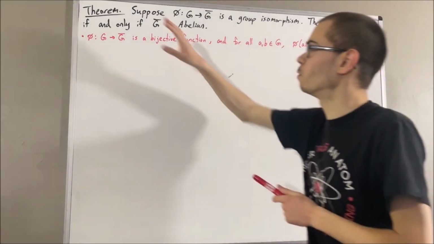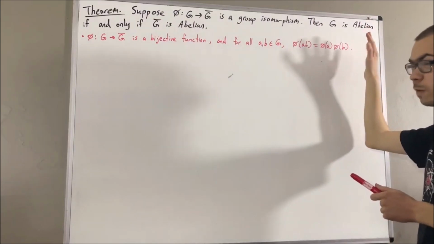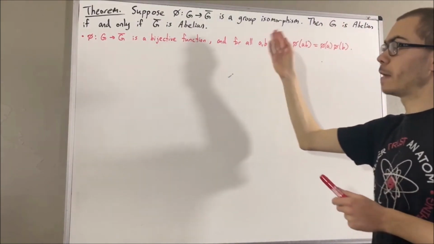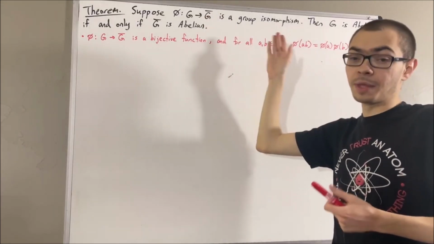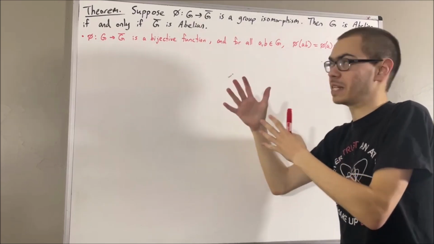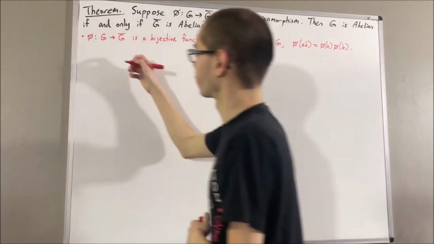Now, before we prove this theorem, we are first going to prove a preliminary result. We're going to prove if A and B are any two elements of G, then A and B commute in G if and only if phi of A and phi of B commute in G bar.